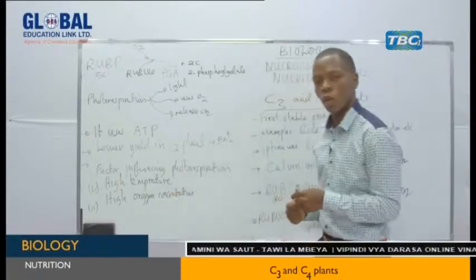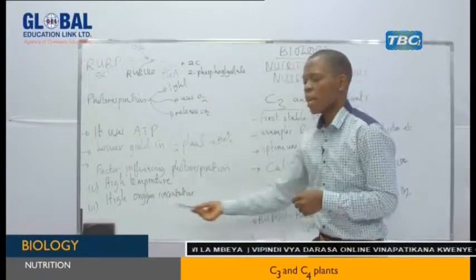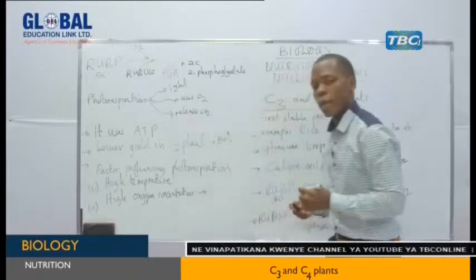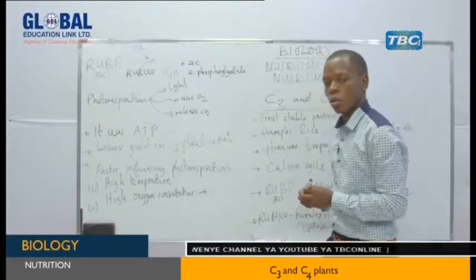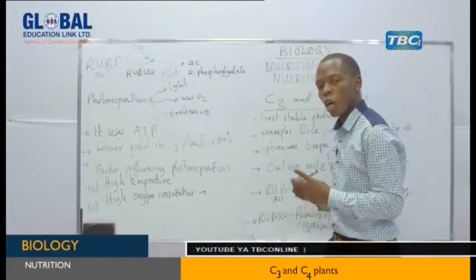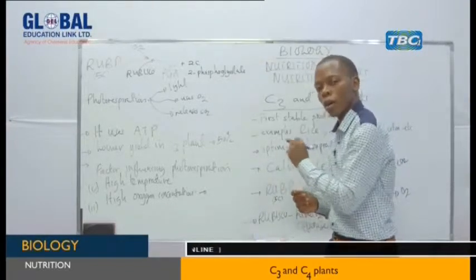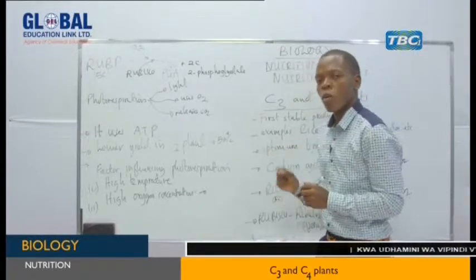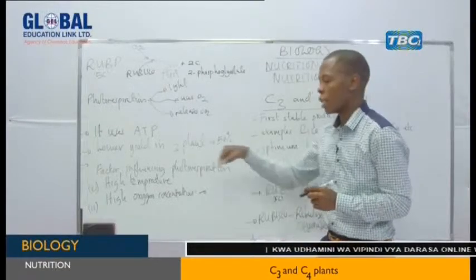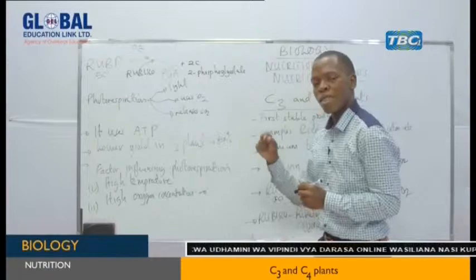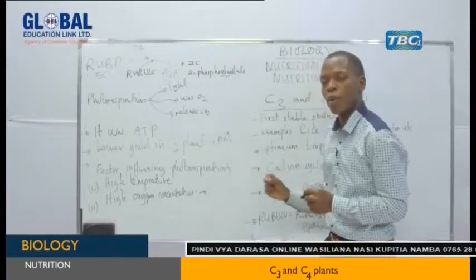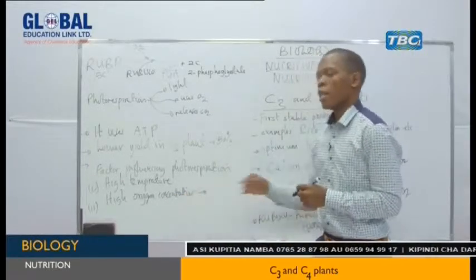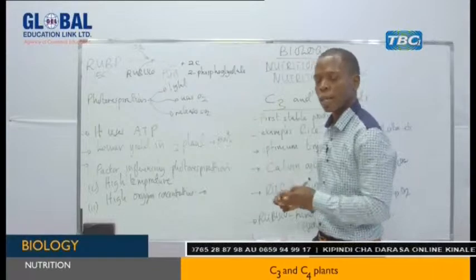And for high oxygen concentration, if you remember, the C3 plant has the so-called rubisco. This rubisco can fix oxygen and carbon dioxide depending on the concentration. When there is high oxygen concentration, the rubisco fixes oxygen to the RuBP, and it results in formation of one compound with 3 carbons and another compound with 2 carbons. Therefore, the high oxygen concentration can favor the process of photorespiration to occur.